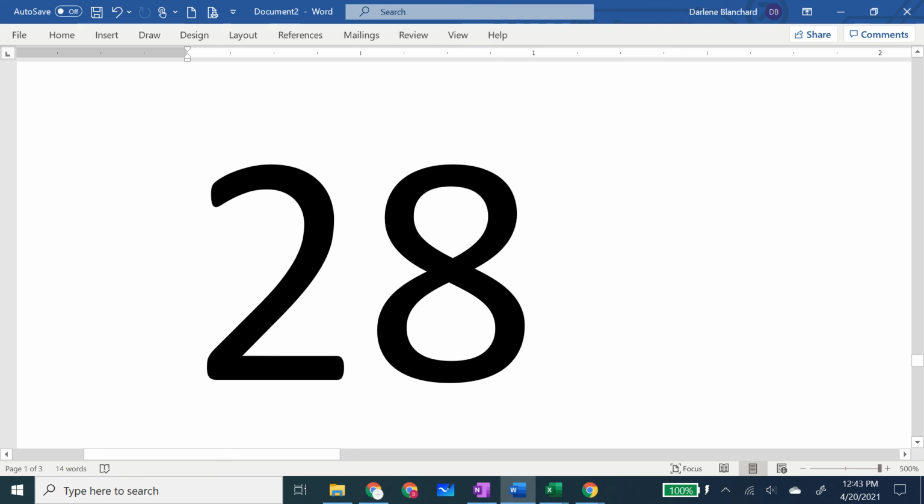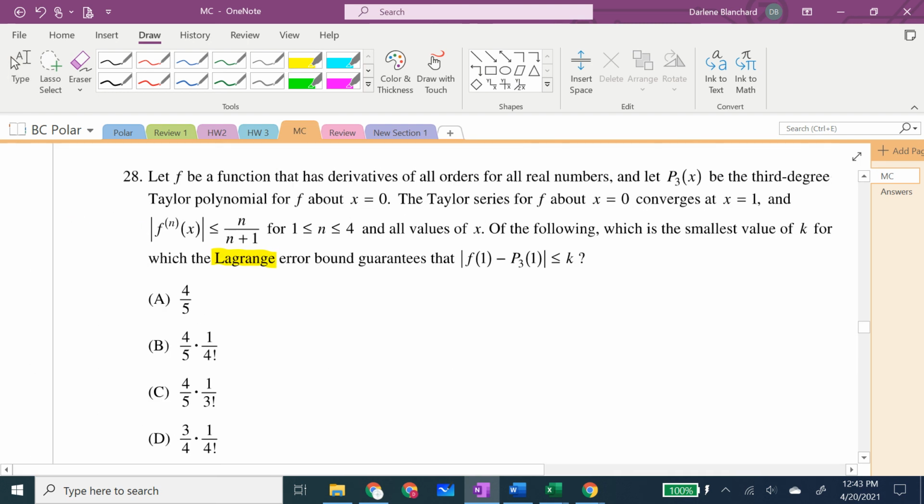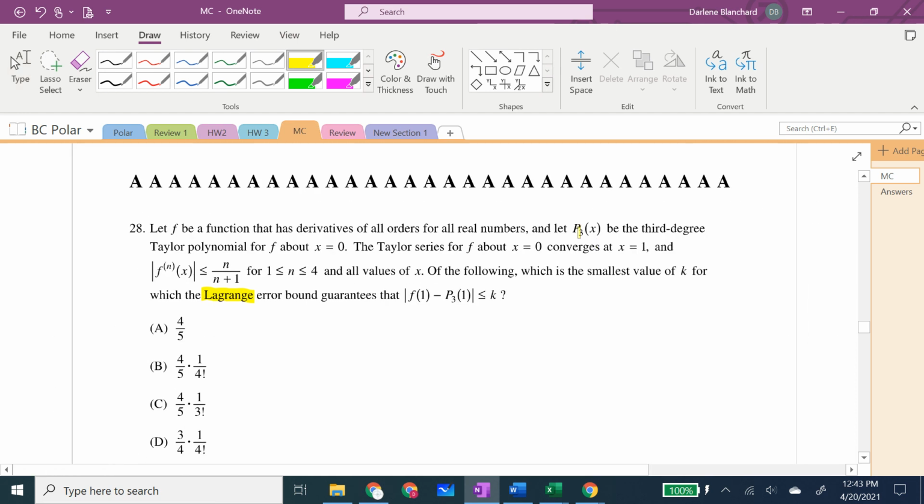28. Here we go. As I read all the words here, this word comes just boldly out. We want Lagrange error bound that guarantees that this difference is less than or equal to k. So let's break this down. I've got a third degree Taylor polynomial.